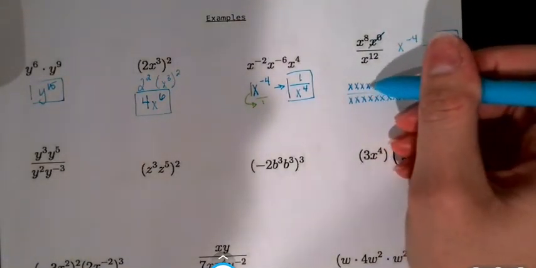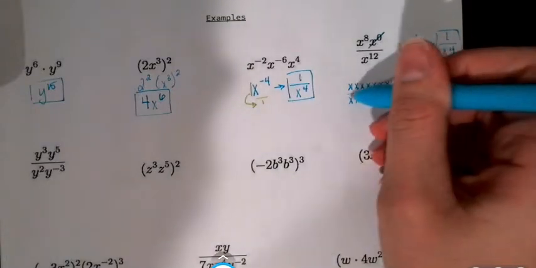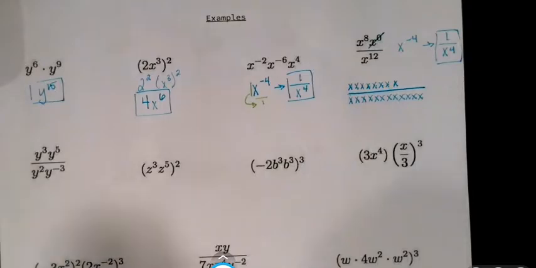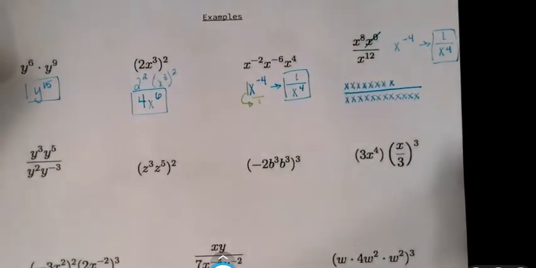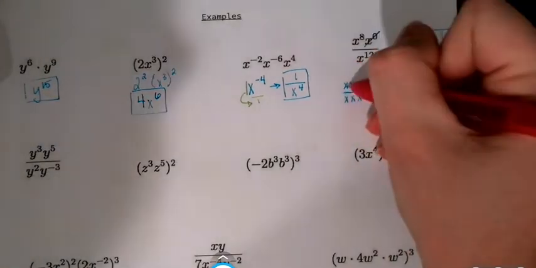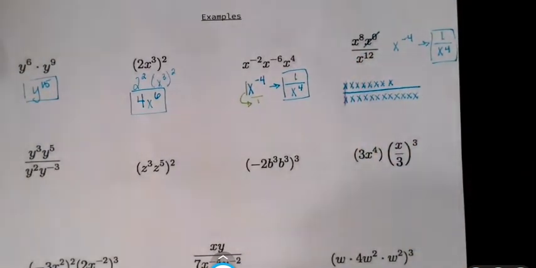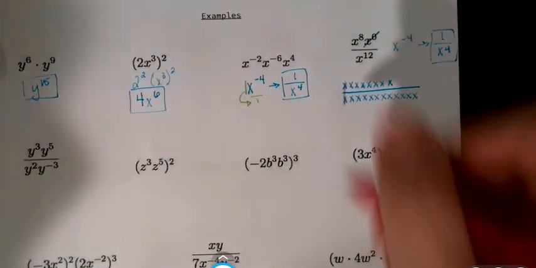One, two, three, 4, 5, 6, 7, 8. Okay, so I technically have 8 x's in my numerator and 12 in my denominator. So when I simplify it, I know that I can cross off 1 for my numerator and 1 for my denominator. They will cancel each other out.